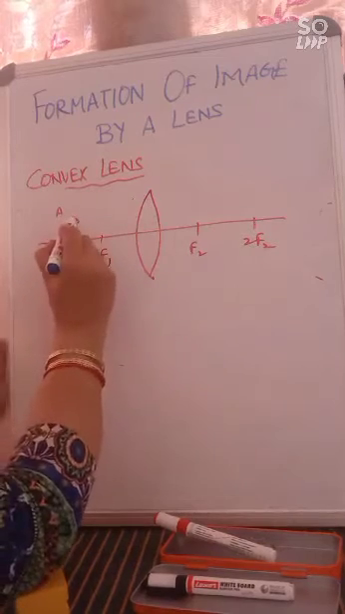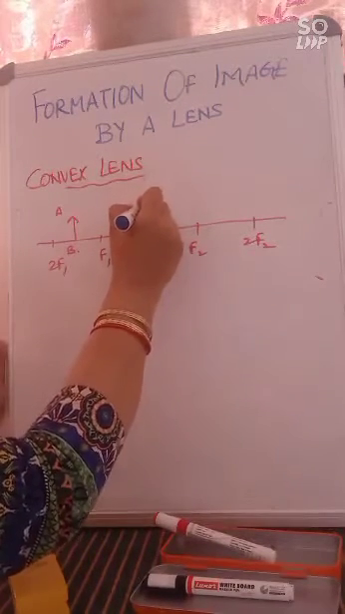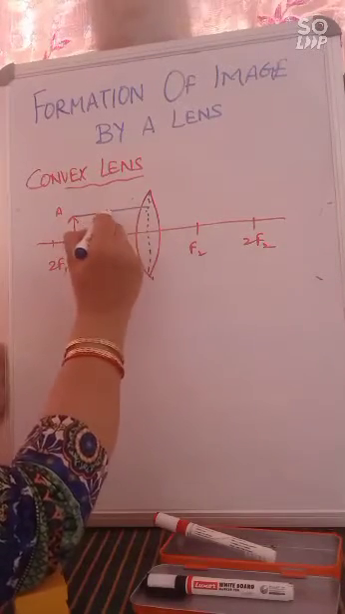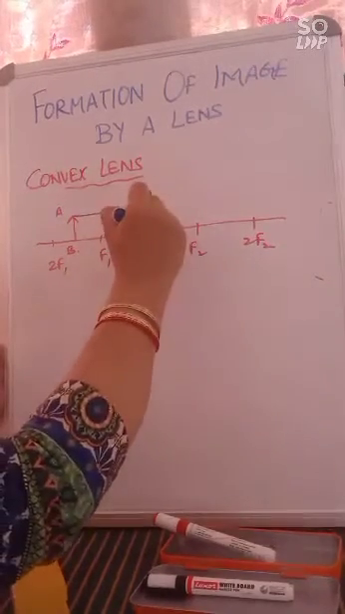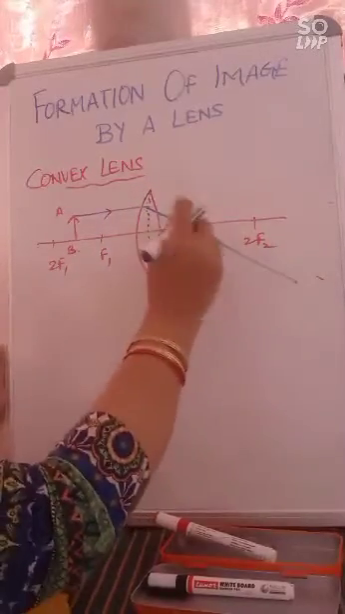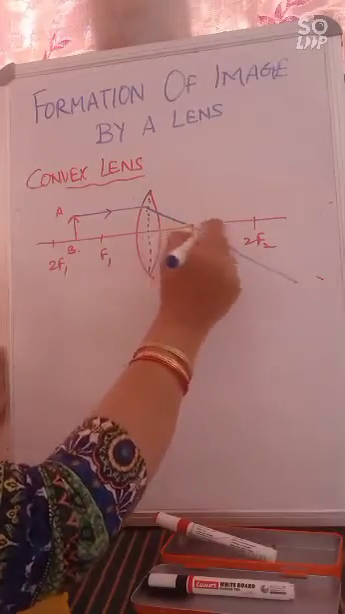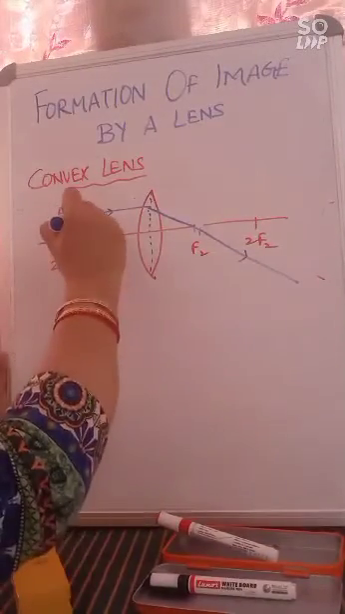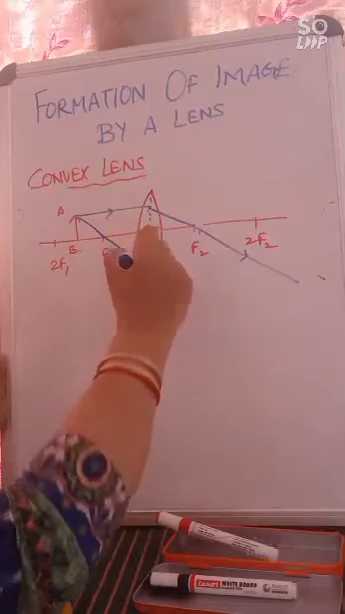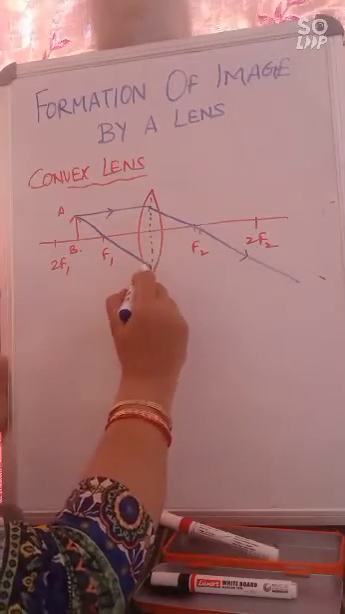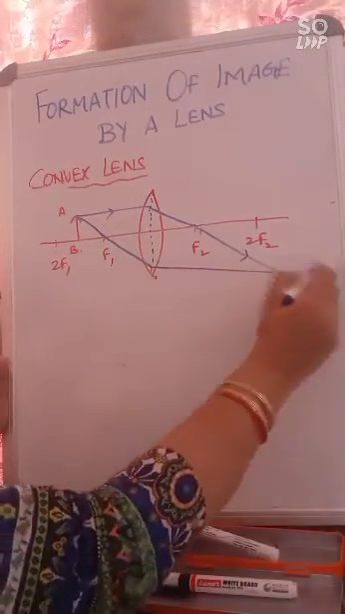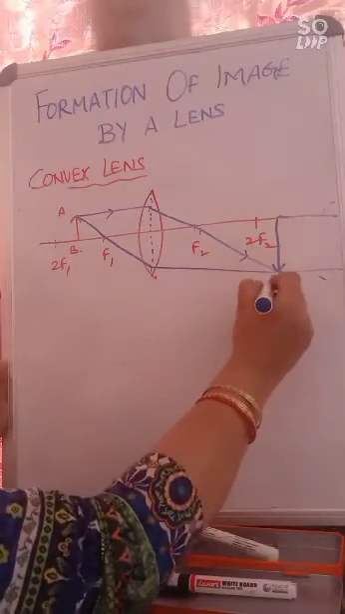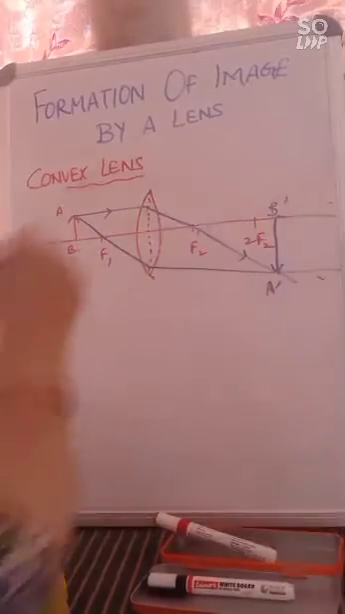So here again, draw the center, right? A ray parallel to principal axis after refraction passes through focus. Let it be here, focus, okay? And a ray passing through focus, after refraction becomes parallel to principal axis. So if you can make out here, it's going to be this A dash B dash, right?